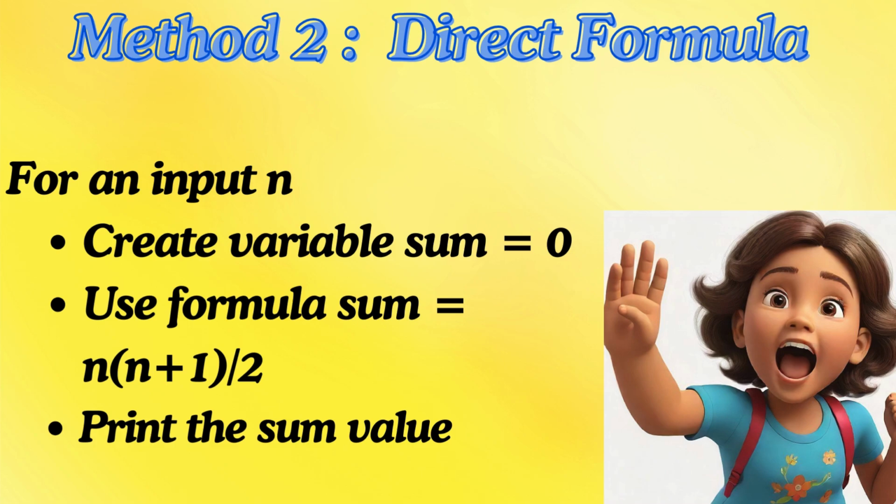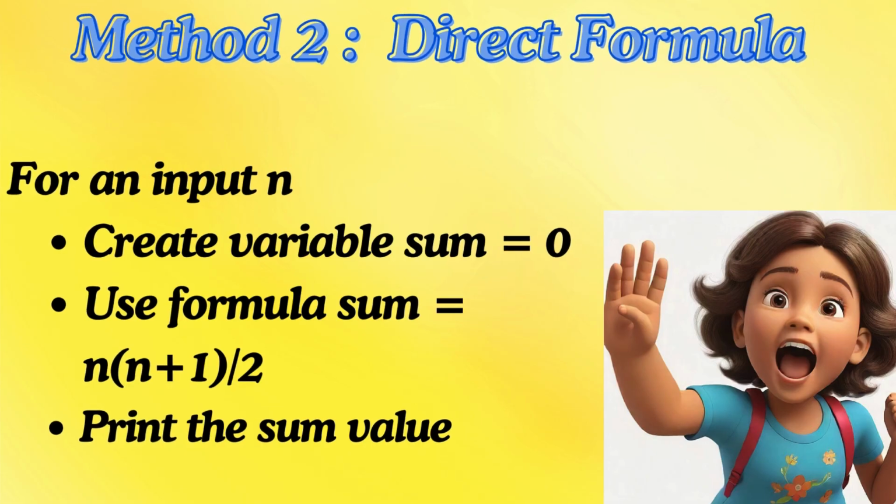Method 2. Direct formula. To find the sum of the first n natural numbers, we can use the formula sum = n * (n + 1) / 2. First, we set a variable called sum to 0, then we apply the formula. For any input n, this gives us the result in constant time, and we print the sum.